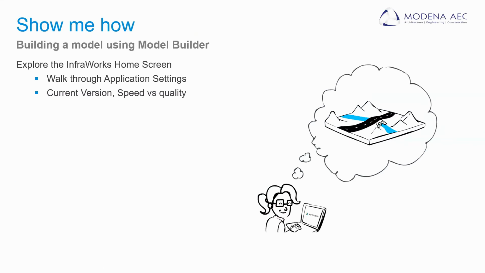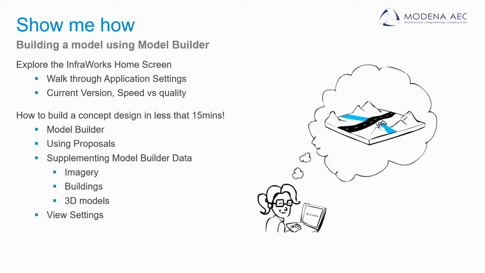Now we will be moving on to a show me how part of this presentation. We will be running through a quick demo of the software itself. We're going to be running through the application settings, how to check your current version, and how to set up your speed versus quality settings. We will also be going through the model builder, using proposals, and supplementing your model builder data with imagery, buildings, and 3D models. We will also be looking at view settings.